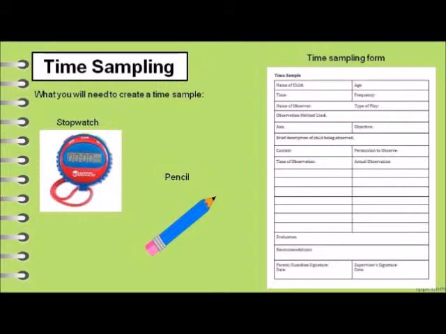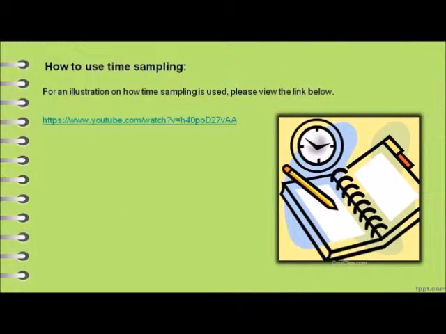The time sample form can be used for your final recording as it contains essential aspects which must be included in documentation. These include the name of the child, the age of the child, the time of the observation, frequency of the observation, aim and objective, as well as a brief description of the child. There is also a place to enter the time of each recording as well as the actual observation that occurred. On it, you will also find an area for evaluation and recommendations.